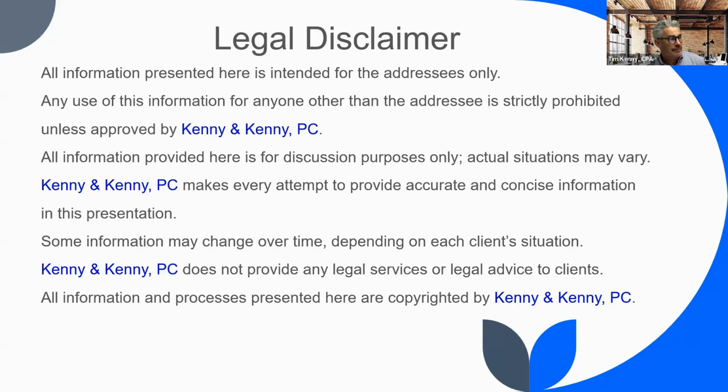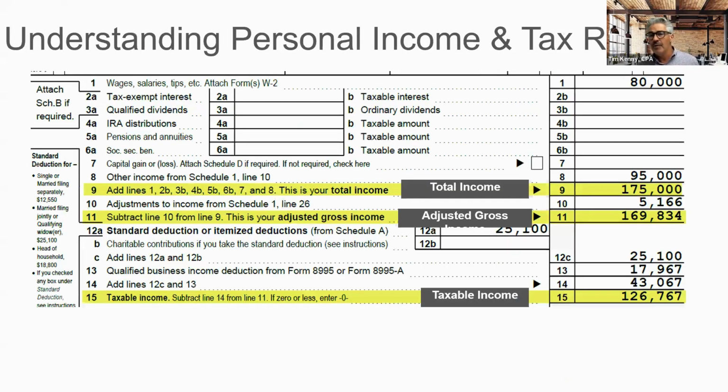So let's start out with understanding personal income and tax rates, specifically marginal versus effective. So what you're looking at is kind of your standard page 1, 1040. Your wages, your K1 income, your IRA distributions, all that goes into your total income. And then there are adjustments, and then your adjusted gross income. And then there are further adjustments.